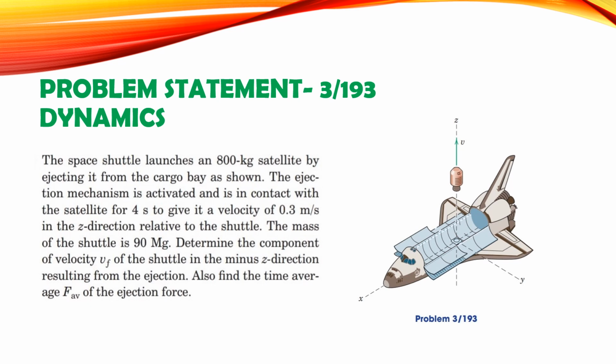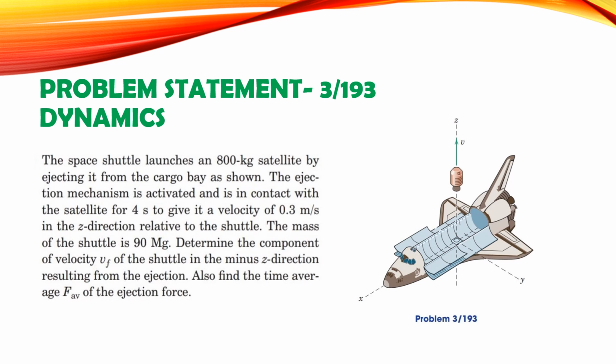The mass of the shuttle is 90 Mg. Determine the component of velocity Vf of the shuttle in the minus z direction resulting from the ejection. Also find the time average FAV of the ejection force.